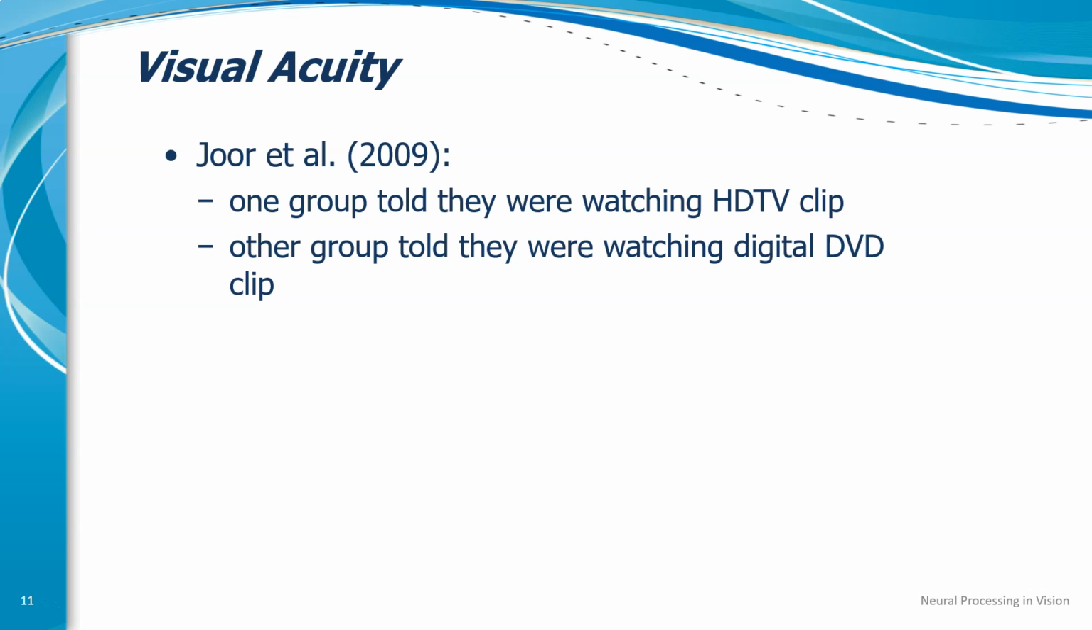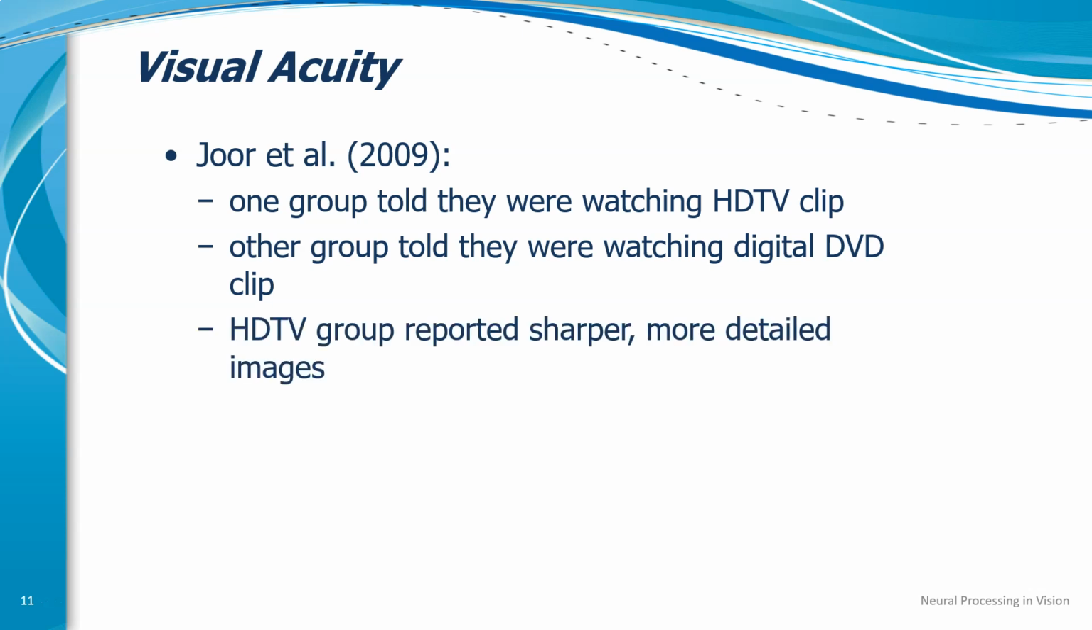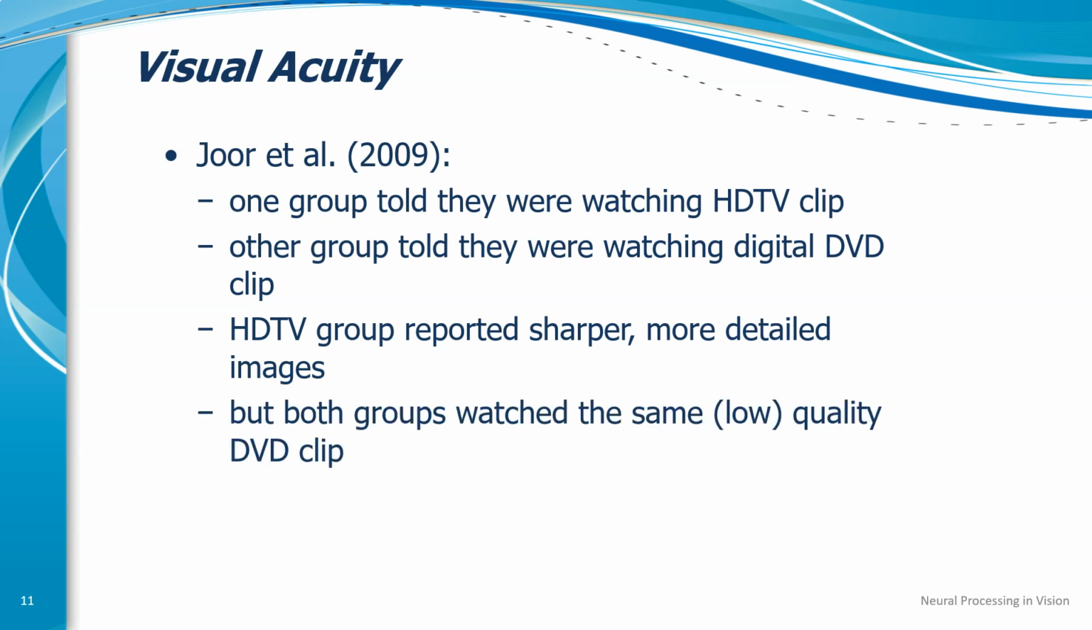They did ask people about their experience, and unsurprisingly, the HD TV group reported that the images were sharper and they could make out more details. Here's the trick. Both groups watched the same video clip, and it was actually a pretty low-quality DVD clip. So what's going on? What people were told influenced their experience. If they were told they're watching high definition, they experienced it as being sharper and more detailed.